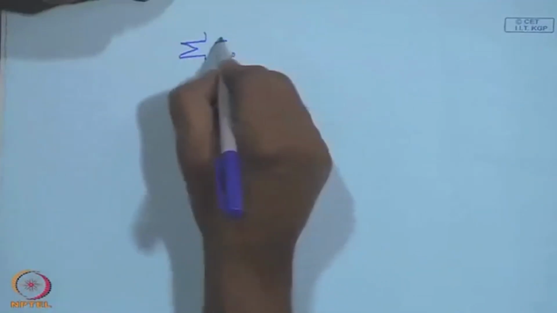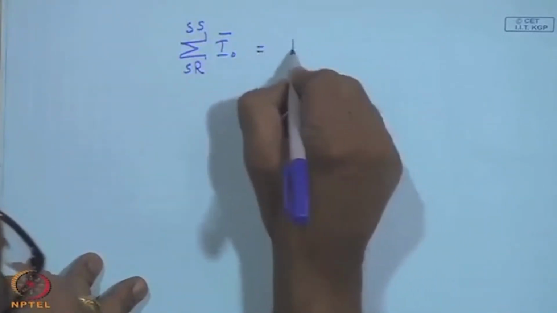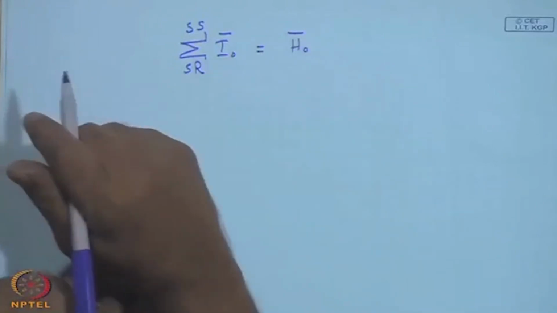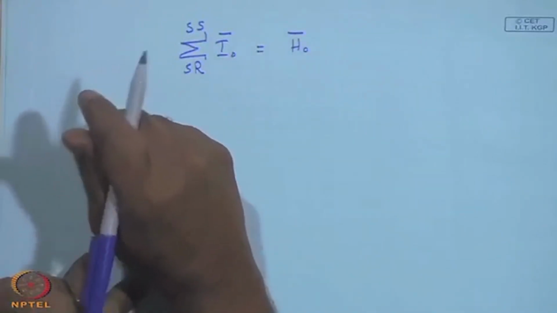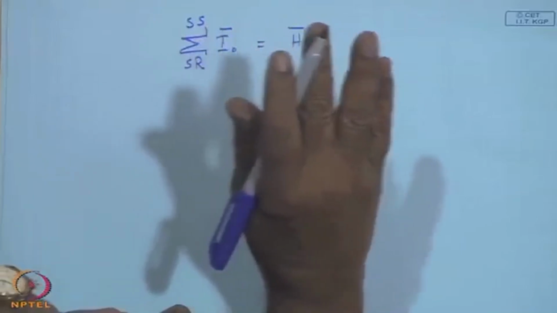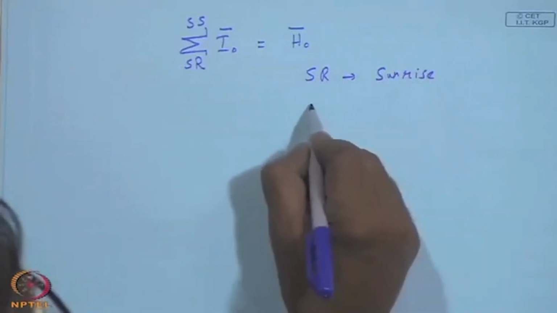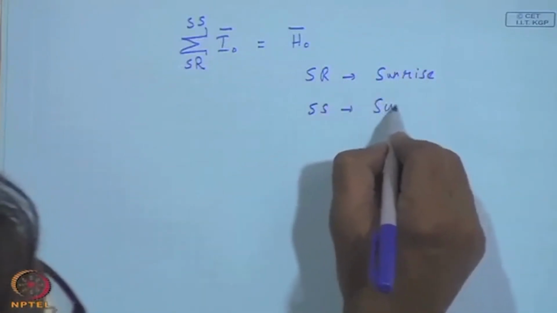So, sigma I 0 bar, instead of symbols, from sunrise to sunset should also be equal to H 0 bar, because H 0 bar is the average of all the days and I 0 bar is the average of each hour. So, that should comprise the average day. So, sigma I 0 bar from sunrise to sunset. Though we do not know the exact expressions yet, physically SR can mean sunrise and SS can mean sunset.